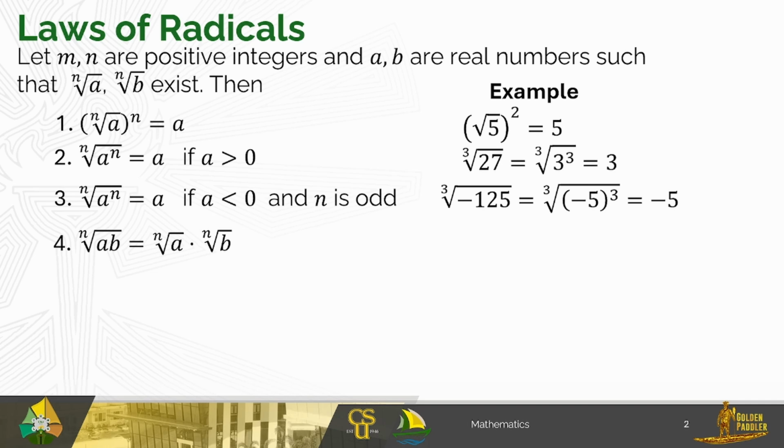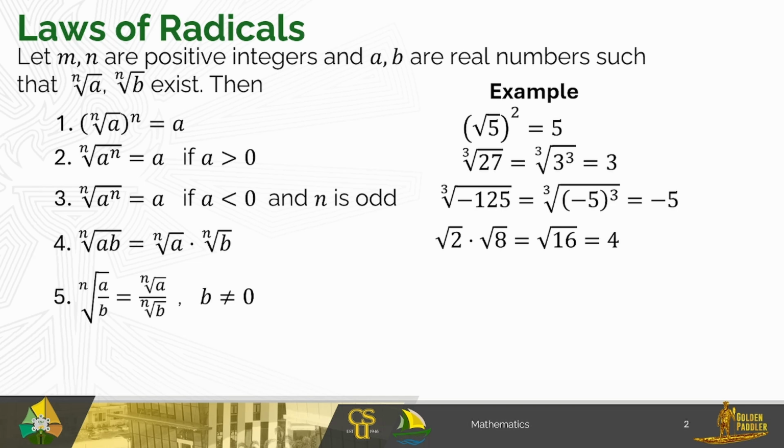Another one is the nth root of the product ab is just equal to the nth root of a times the nth root of b. For example, the square root of 2 times the square root of 8 is equal to the square root of 16. Since 16 is a perfect square, this is equal to 4.